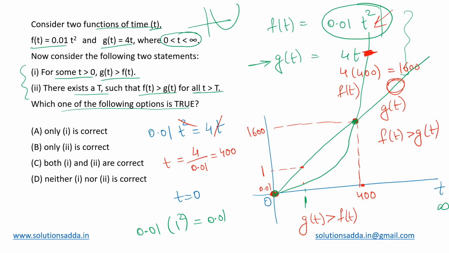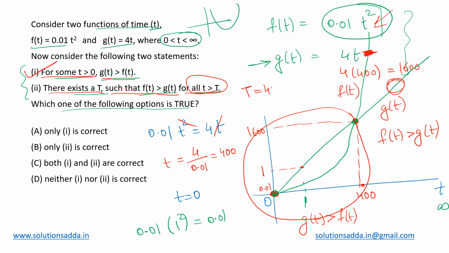So now let's check the options. The first is saying for some t greater than 0, g is greater than f. Yes, in this particular portion from 0 till 400, g is always greater than f, so it is true. Then the second is saying there exists a time t such that f of t is greater than g of t for all values of t greater than that. So yes, we have one such time, that is 400, because after 400 f always stays greater than g.